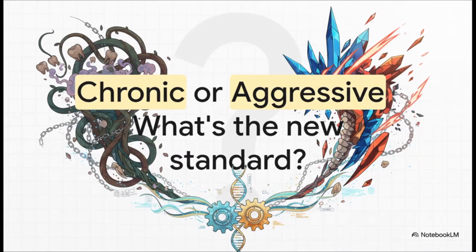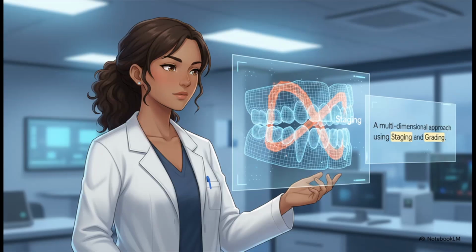Remember the old days? It was all chronic versus aggressive periodontitis. But that system really had its limits. There was so much overlap, and it just wasn't very precise. And what we know now is that the evidence just doesn't back them up as two totally separate diseases. So the big question is, what's the new standard? What are we supposed to be using now?